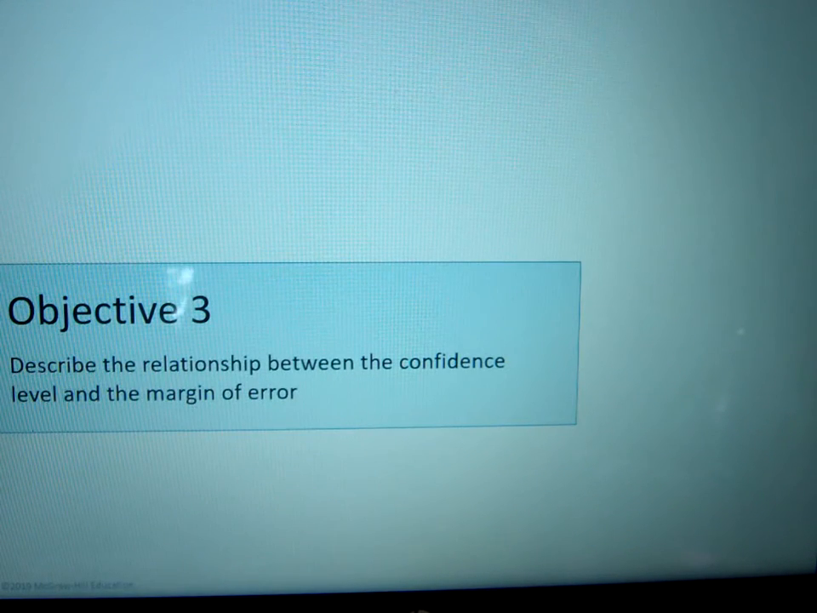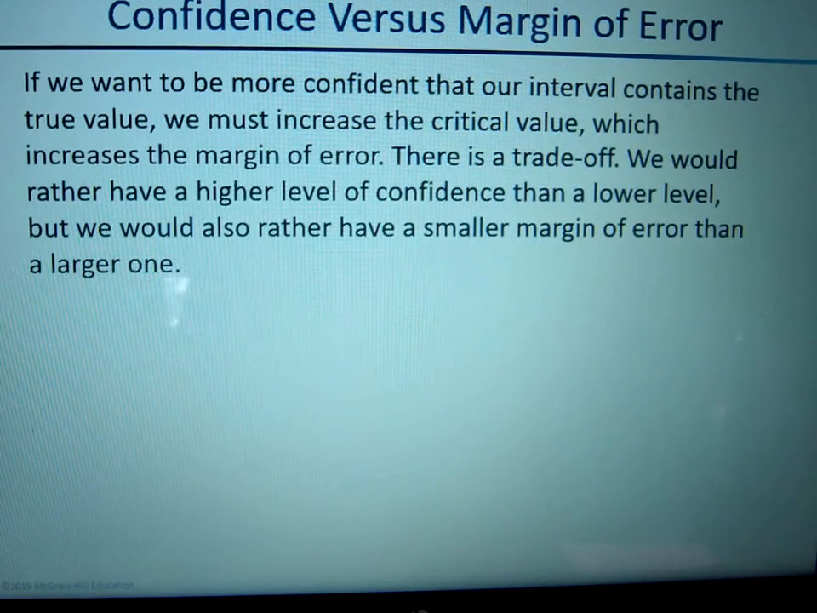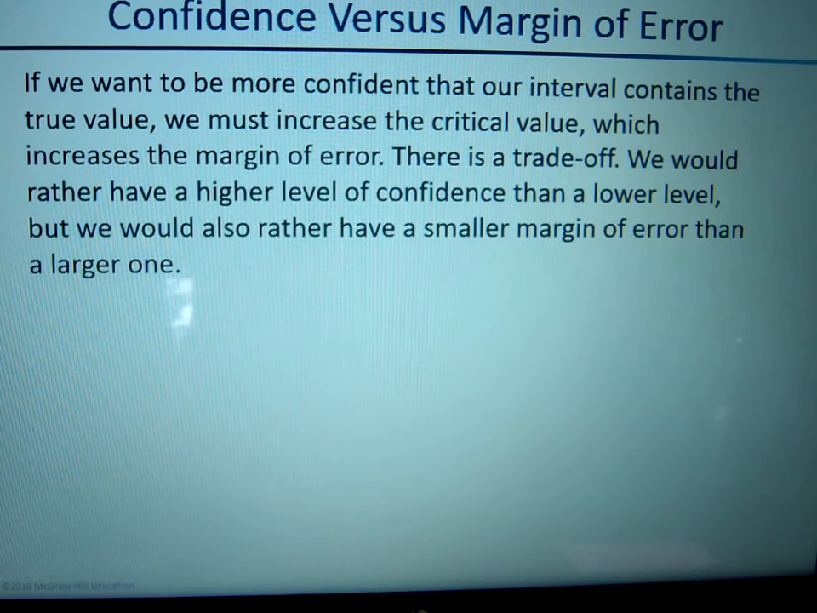Objective 3. Describe the relationship between the confidence level and the margin of error. If we want to be more confident that our interval contains the true value, we have to increase the critical value, which will increase our margin of error. But there's a trade-off. Would we rather have a higher level of confidence than a lower level, or would we also rather have a smaller margin of error than a larger one?